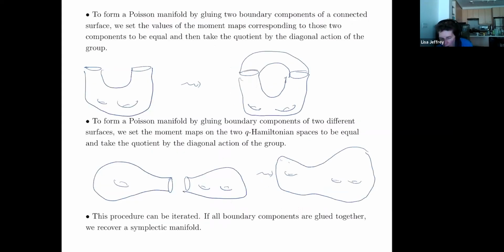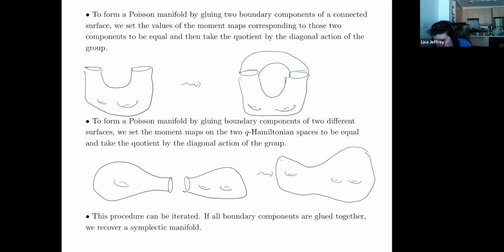So to form a Poisson manifold by gluing two boundary components of a connected surface, we set the moment maps in the sense of Alexeev, Malkin, Meinrenken, corresponding to these two components to be equal, and then take the quotient by the diagonal action of the group. So that is basically the same as capping with a cylinder, as described earlier.